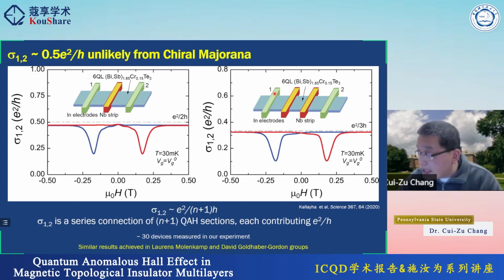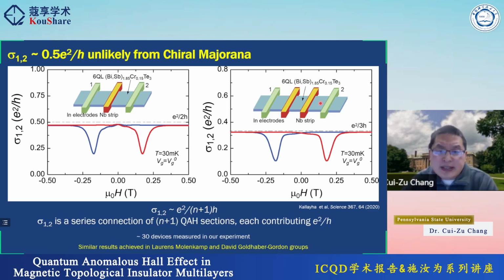Therefore, from this control measurement, we conclude the two-terminal resistance here is just a series connection of several quantum anomalous Hall sections. With one strip, this side is quantum anomalous Hall and this side is quantum anomalous Hall, so there are two quantum anomalous Hall regions, and the whole connection becomes e squared over 2h. If you put two strips, this is quantum anomalous Hall, this is quantum anomalous Hall, and this is also quantum anomalous Hall, so that becomes e squared over 3h. We have measured more than 30 samples at Penn State, and similar results have been observed by Laurens Molenkamp in Germany and also David Goldhaber-Gordon at Stanford.